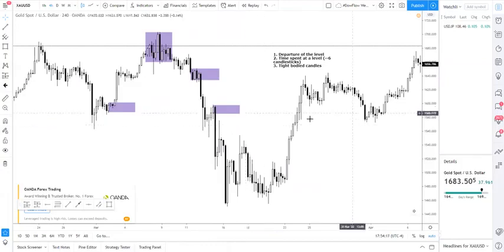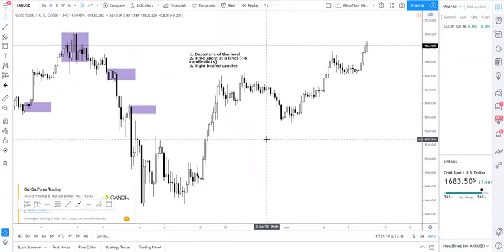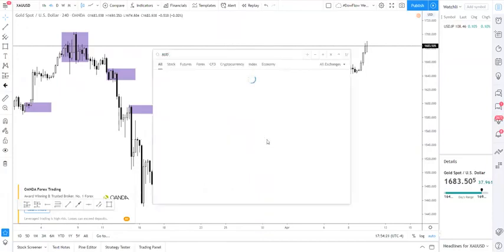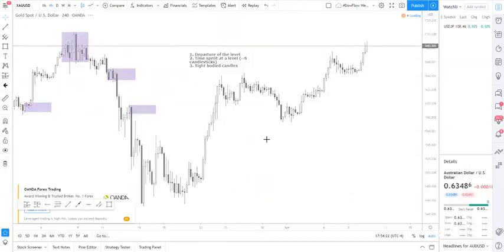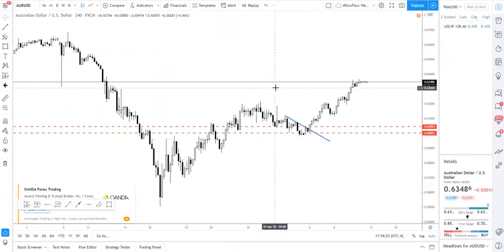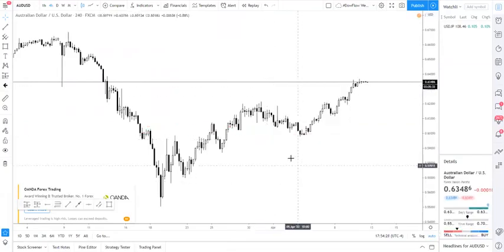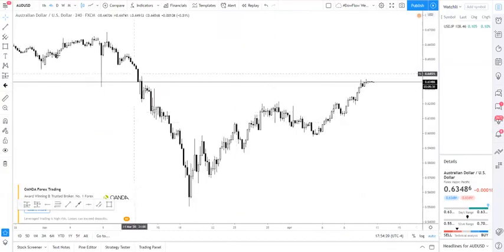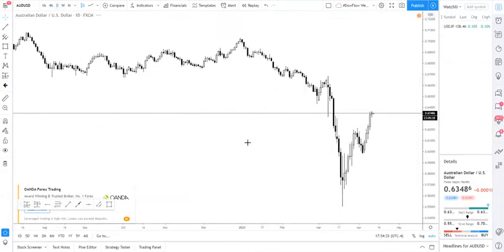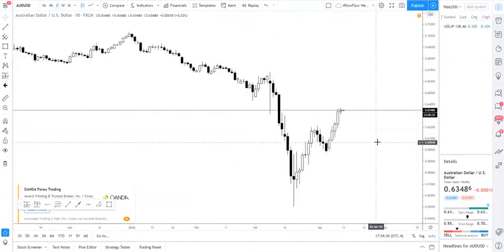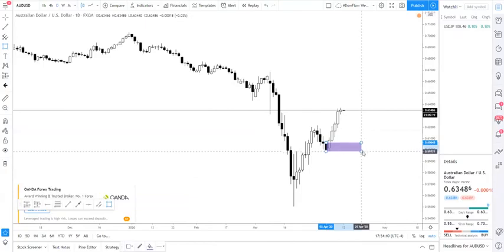Okay, maybe let me just go through some more examples so that you have a better idea of what institutional buying and selling looks like. So maybe I'll use the day chart. This is Aussie dollar. Look over here. This, my friends, is institutional buying.